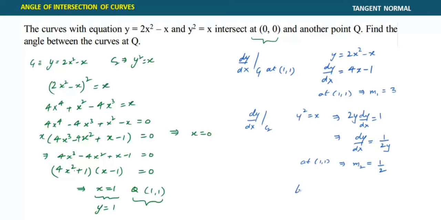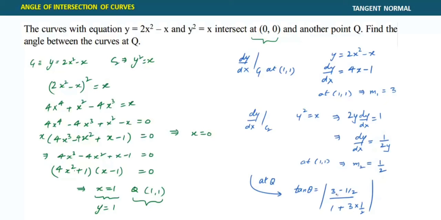So the answer is nothing but tan theta is equal to (3 minus 1 by 2) upon (1 plus 3 into 1 by 2). This is how you will solve this particular problem, and this will give you the angle of intersection of the two curves at the particular point Q. So this is your answer, the angle of intersection at Q.